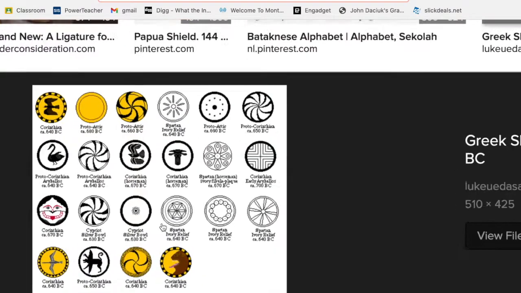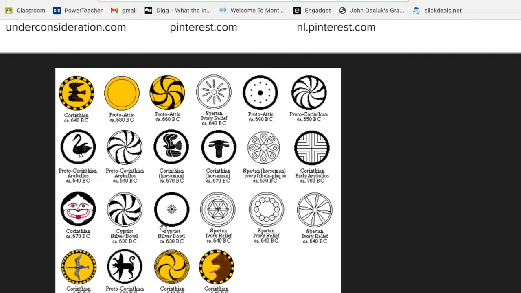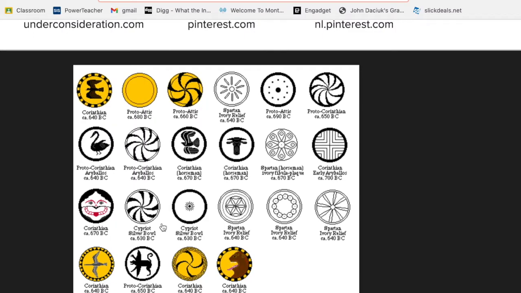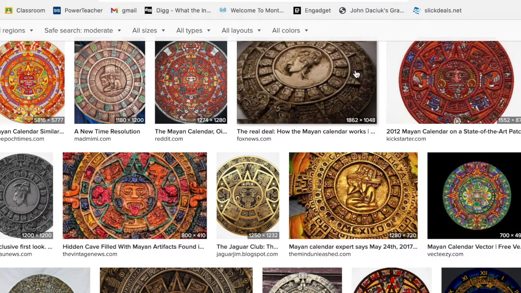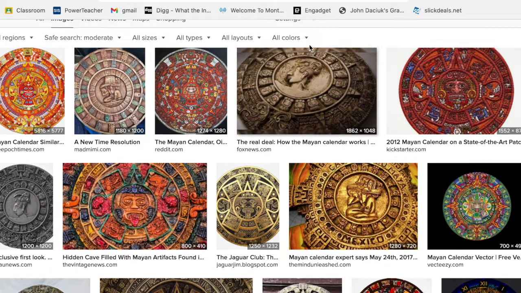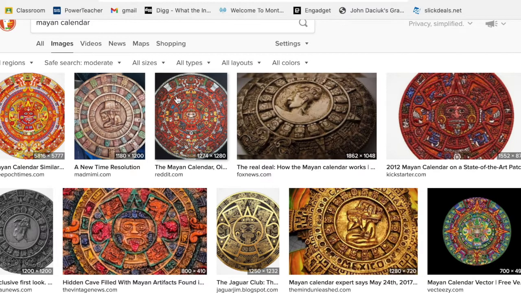Here's some Greek shield patterns. And so again, for some there could be a symbolism behind it, for others perhaps not. We have the calendars in South America, which are also circular and represent life and the creation of life and the gods around.